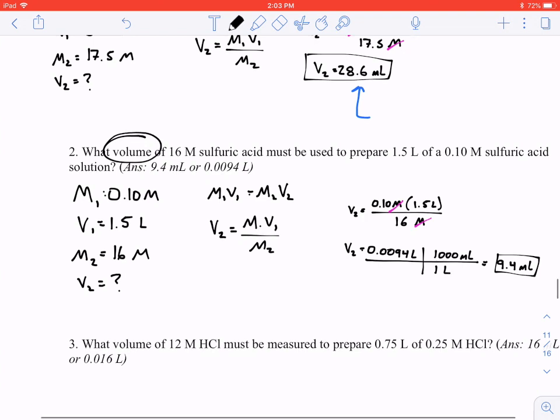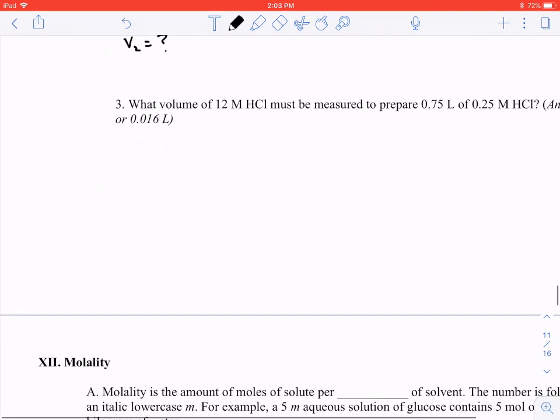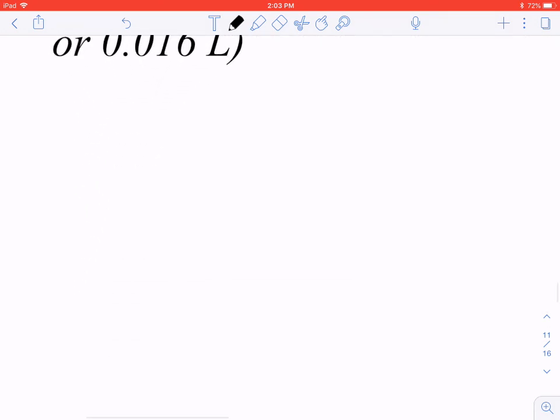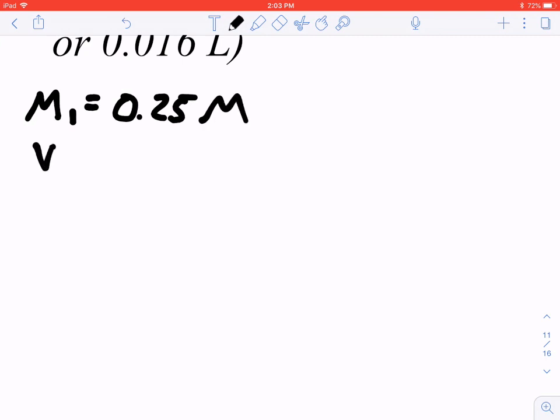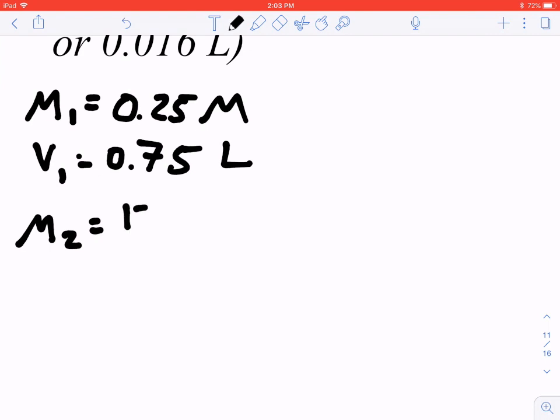So if you've paused and you've tried number 3, let's get right into defining our variables. Hopefully you recognized that your desired solution, your M1, has a molarity of 0.25 molar. Your V1, you're finishing with 0.75 liters. The molarity of your stock solution is 12 moles per liter, and the volume is what we are trying to find.